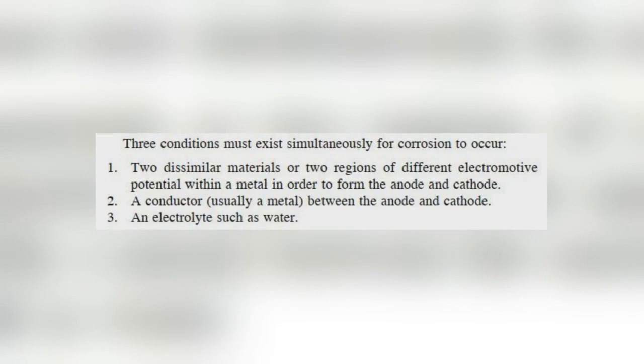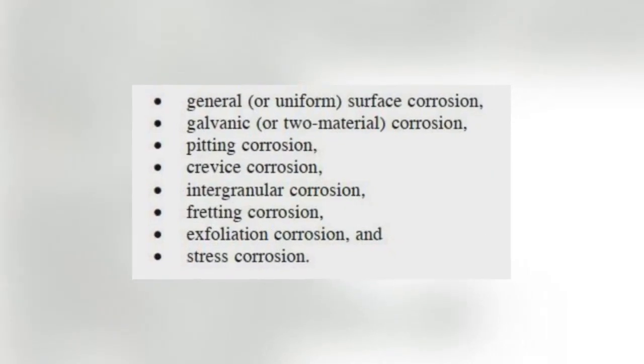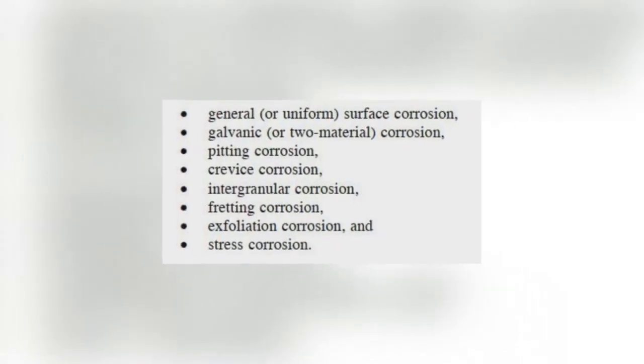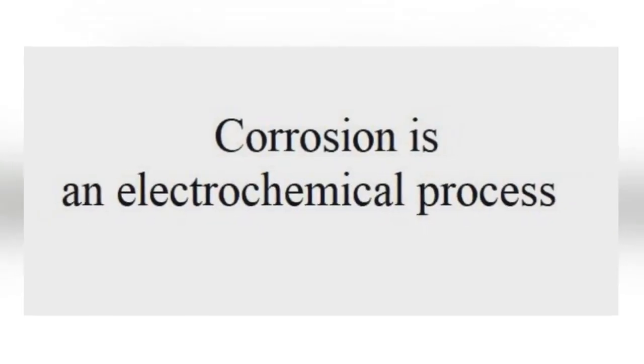Preventing corrosion in aircraft components means disrupting one or more of the necessary conditions. Understanding how these elements interact can help in designing effective prevention strategies. Corrosion isn't one-dimensional. It manifests in various forms like general corrosion, galvanic corrosion, pitting corrosion, and more, highlighting the complexity of corrosion in metals.